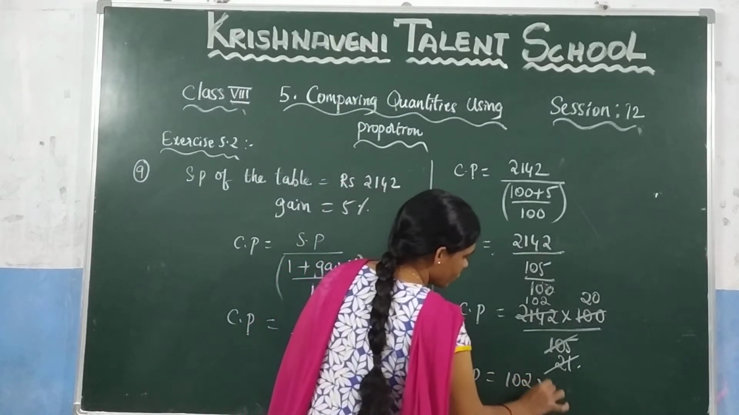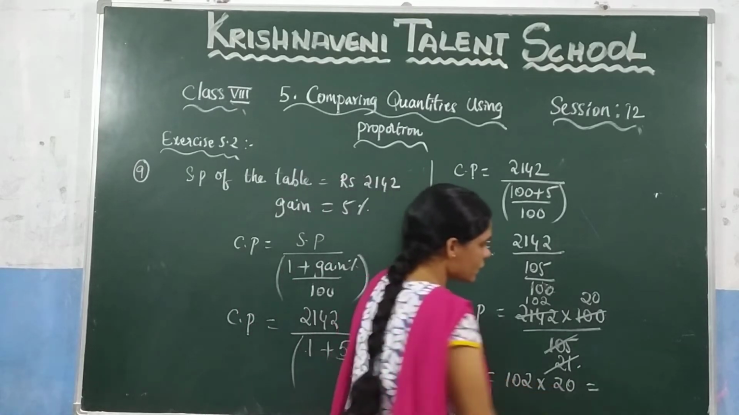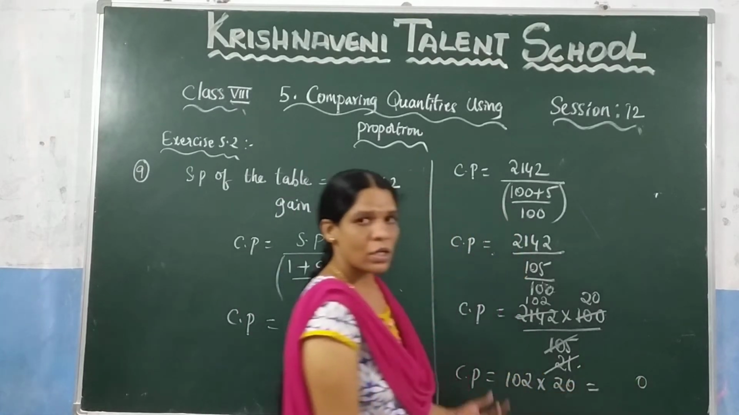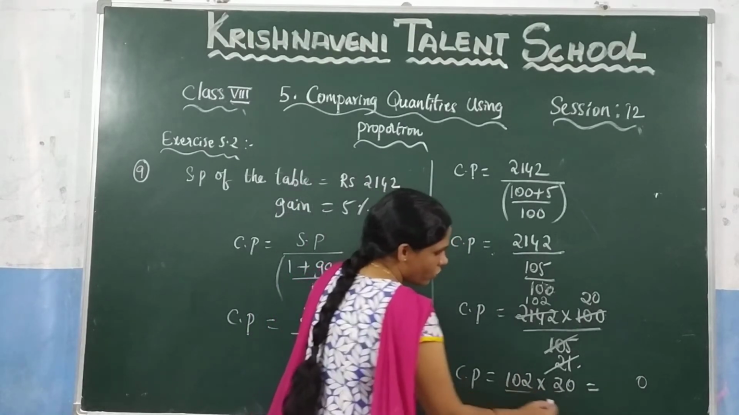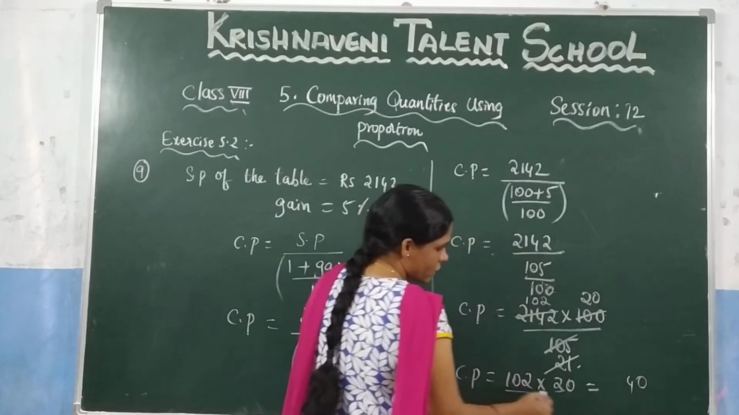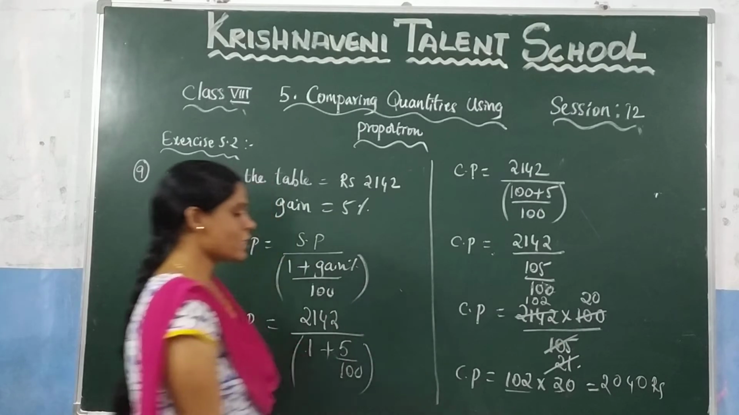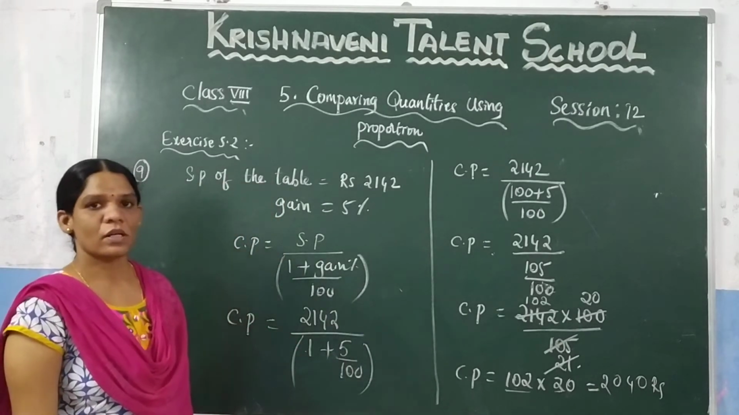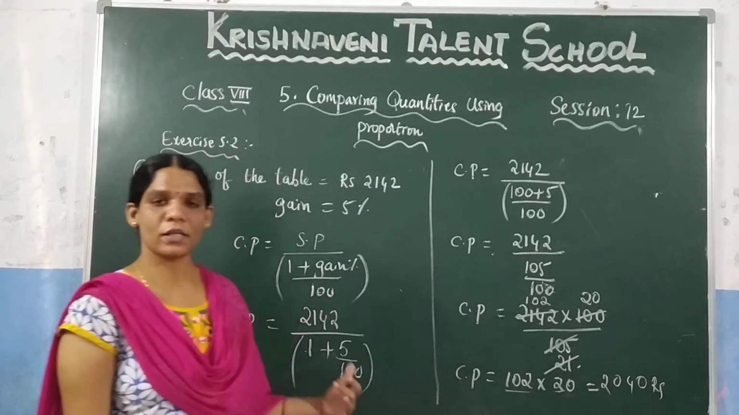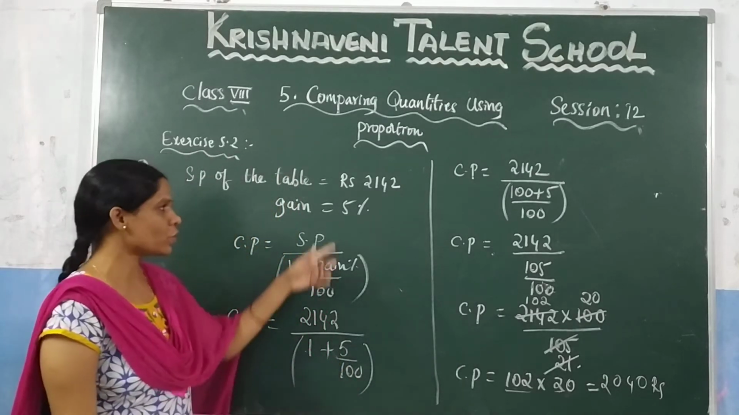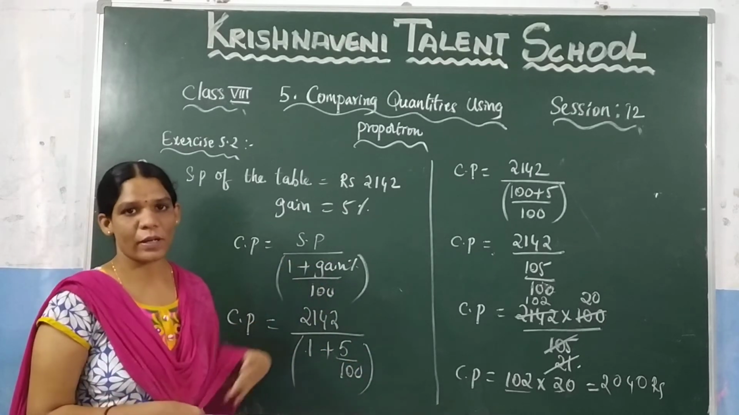Now what should be the cost price? Which is 102 into 20. Now let us multiply this one. At last 0 is there, so write it here 0. Now multiply 102 with 2, right? 2 2s are 4, so write it here 4. 2 0s are 0, 2 1s are 2. But the shopkeeper has sold the table for 2,142 so that they had got a gain of 5%.